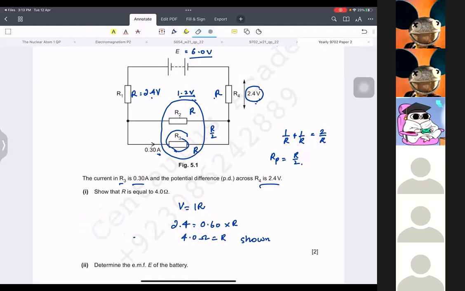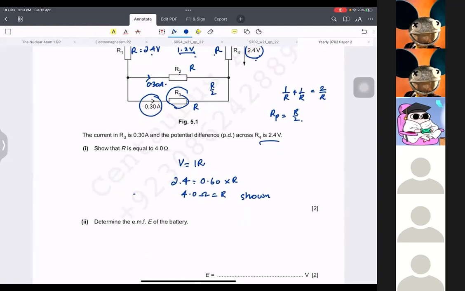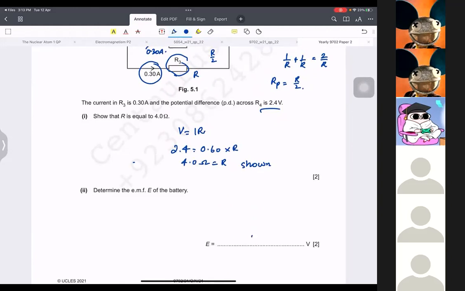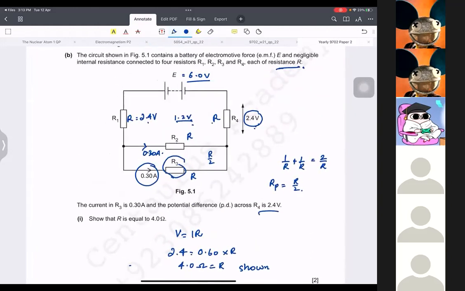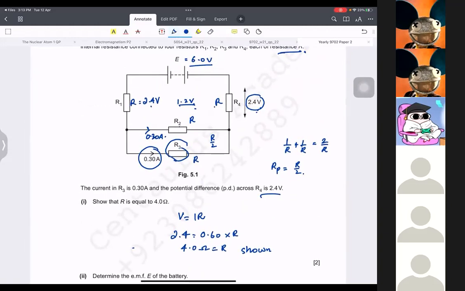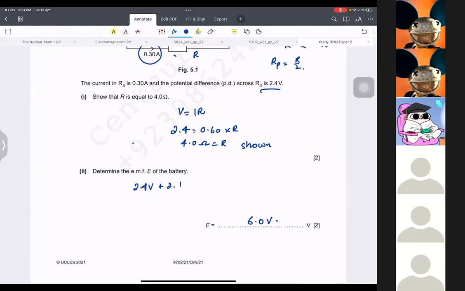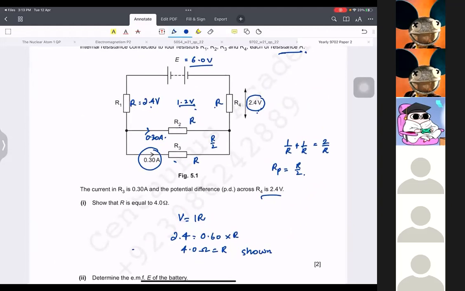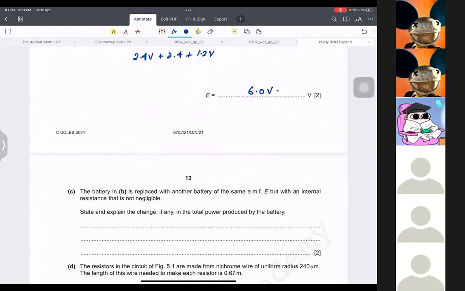So there are like 1,000 ways of doing it. But I just want to tell you that whenever you see a branch with current and another branch has the same resistance, then this branch also has the same current. If I wanted to find EMF, I would simply find the voltage: 2.4 plus 2.4 plus 1.2. Or because you have R, you can find the total resistance and the total current, and then find 6 as V equals IR. So it's up to you.